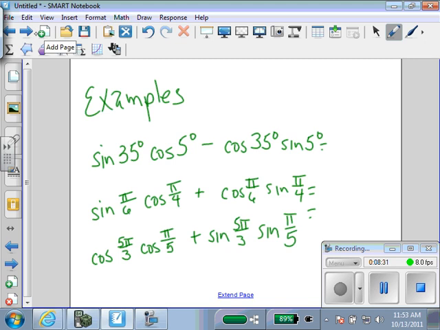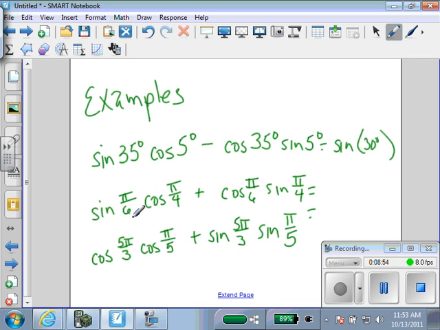And in the homework, we're just practicing on some problems. So for example, sine 35 degrees cosine 5 degrees minus cosine 35 degrees sine 5 degrees. It's sine cosine minus cosine sine, so it's definitely going to be a sine. And it's going to be 35 degrees minus 5 degrees, so 30 degrees.